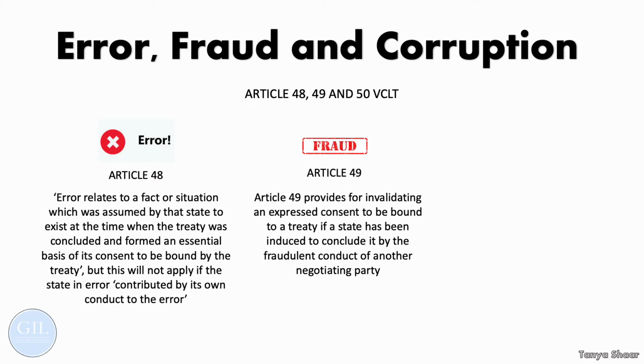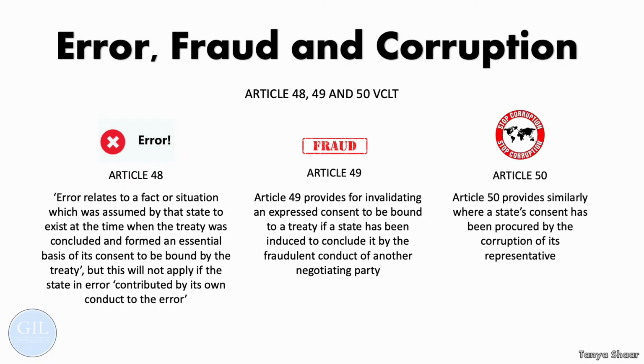Next, we have fraud, which is found under Article 49 of the VCLT. Article 49 provides for invalidating an express consent to be bound to a treaty if a state has been induced to conclude it by the fraudulent conduct of another negotiating party. Last, we have corruption, which can be found under Article 50. Article 50 provides similarly where a state's consent has been procured by the corruption of its representatives. So if Article 48, 49, or 50 are found to have been practiced when consent to be bound was being formulated, the treaty will go from being a valid treaty to an invalid treaty.